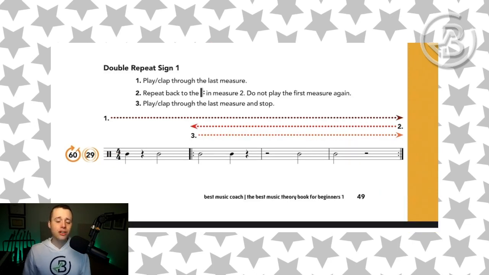In this lesson, we are going to talk about double repeat signs, when you actually have two repeat signs that are doing something, not just one repeat sign at the beginning of the first measure and then the repeat sign in measure 4 that's doing all the work.